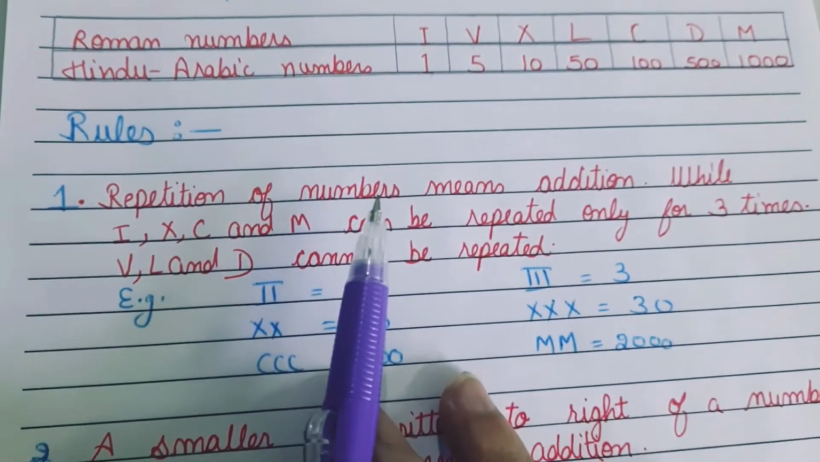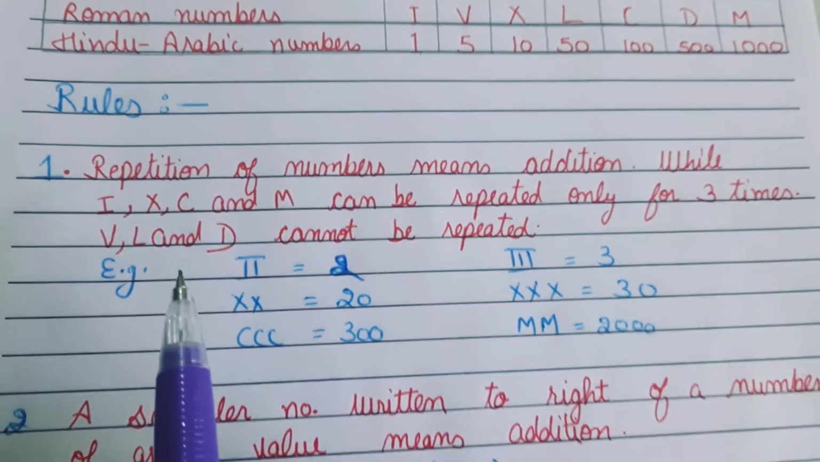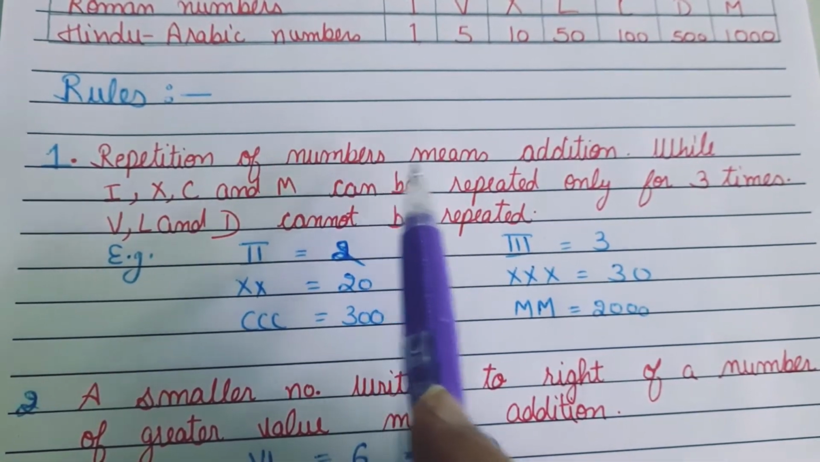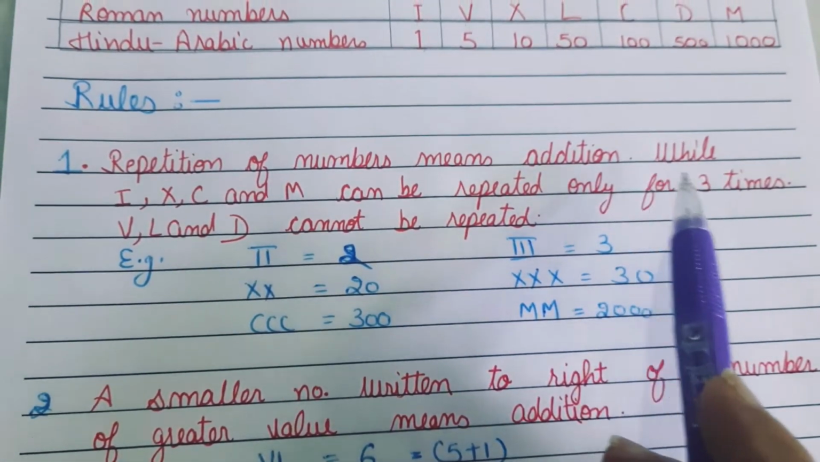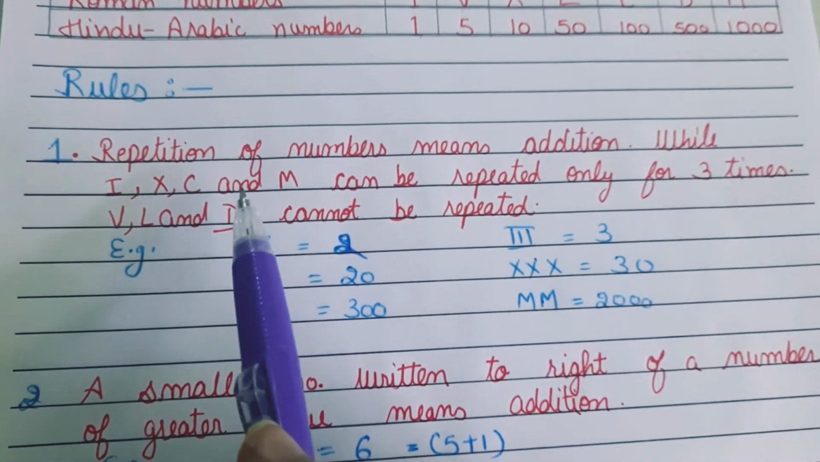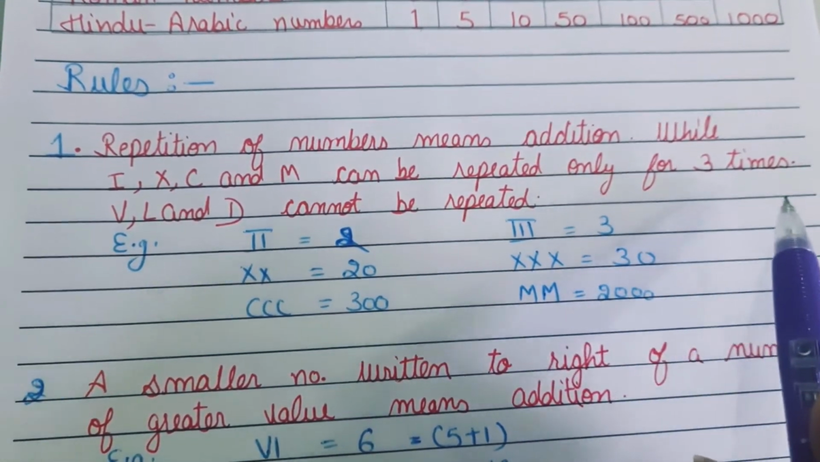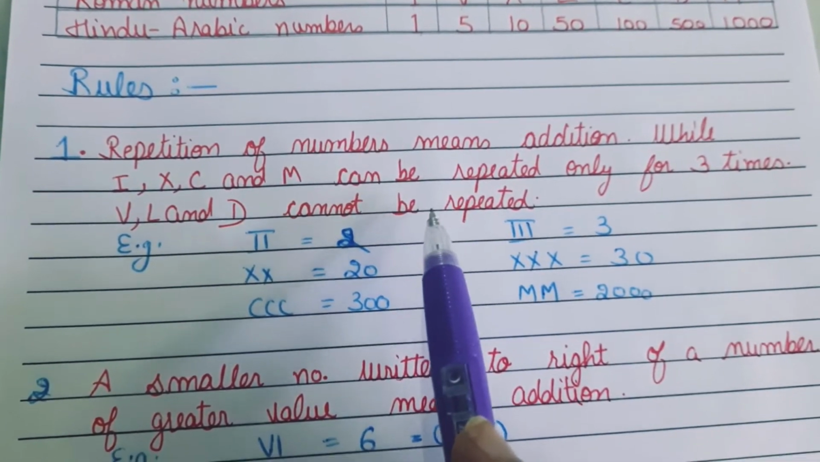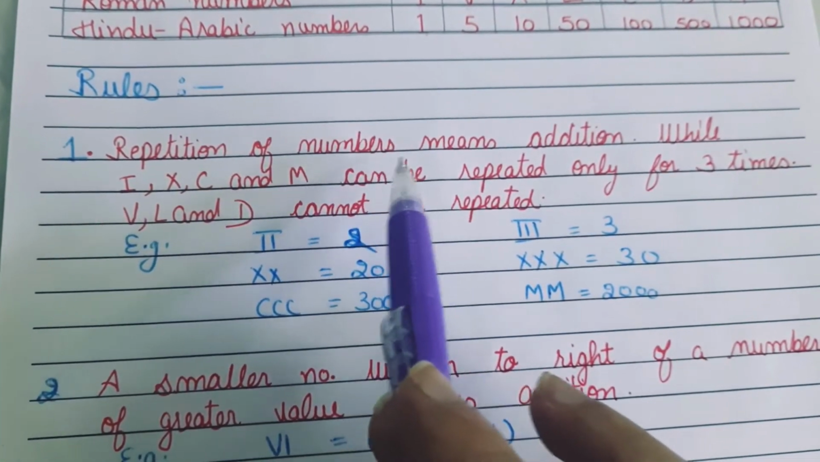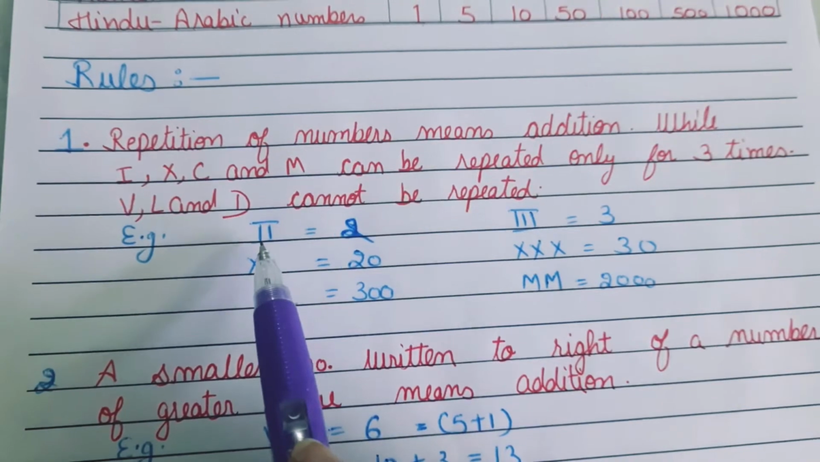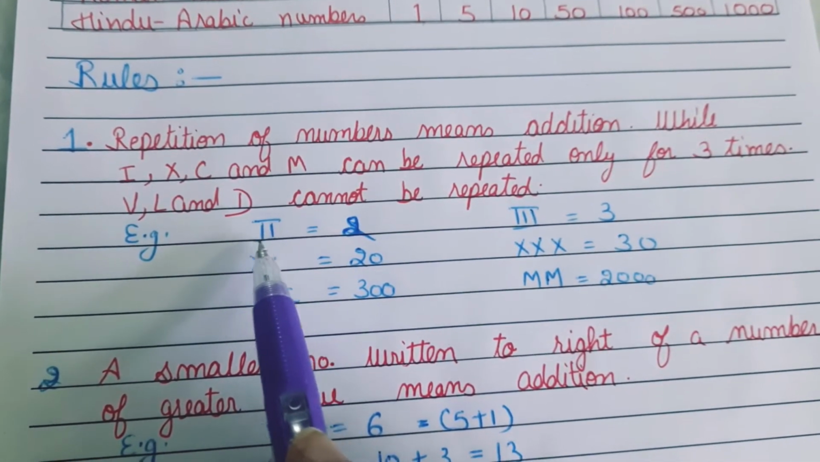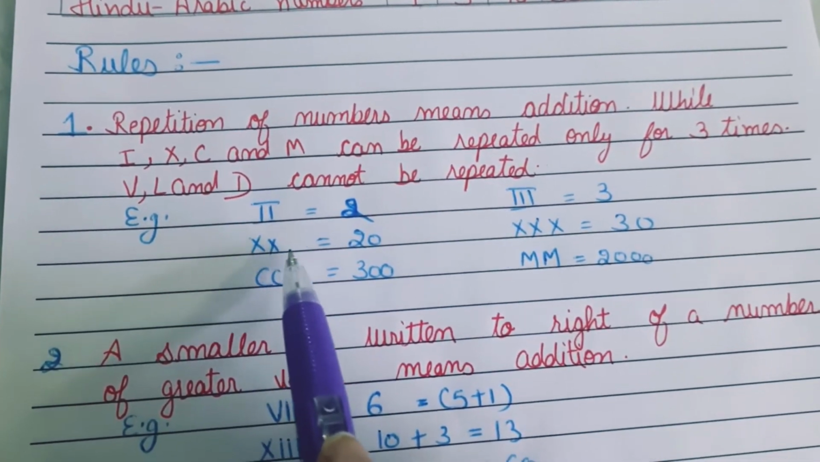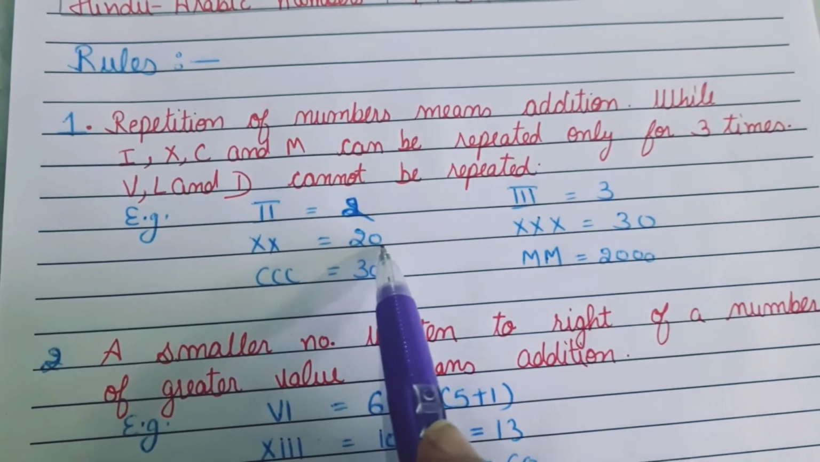Now there are some rules to write Roman numerals. The first rule is that repetition of numbers means addition. I, X, C and M can be repeated only 3 times, and V, L and D cannot be repeated. So again, repetition means addition. If I write I and I, this is double I, which means 2. Here it is X and X, that is 10 plus 10 equals 20.